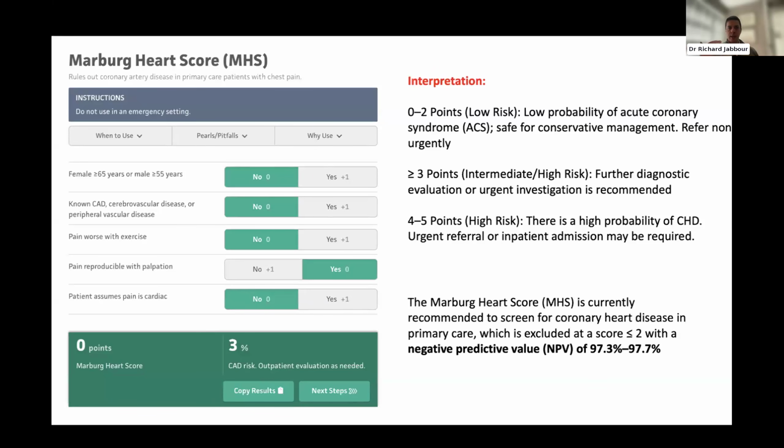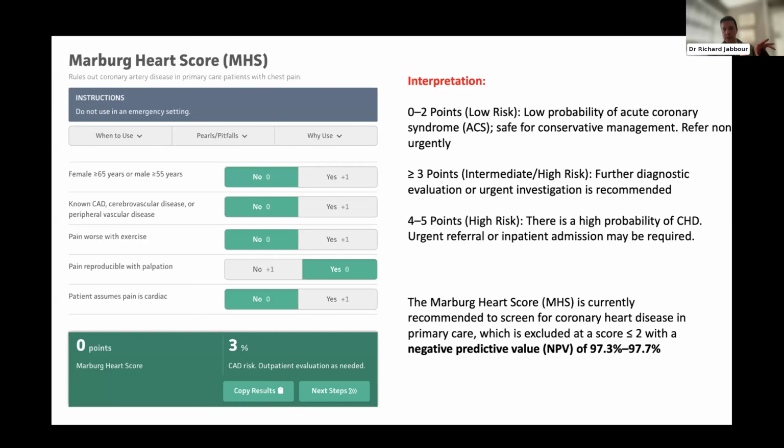So if you're female greater than 65 or male greater than 55, you get 1 score. If you have risk factors such as known coronary artery disease, cerebral vascular disease, or peripheral vascular disease, that's another point. Pain on exertion, that's another point. If it's reproducible with palpation, then you don't get a point. And interestingly, if the patient assumes that the pain is cardiac, you get a point.